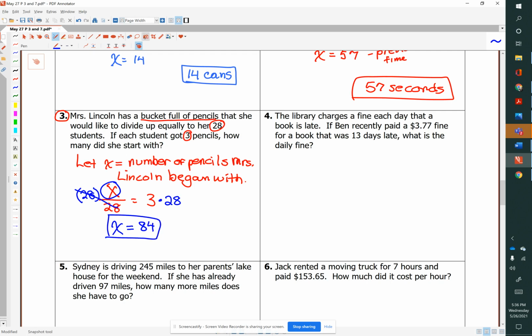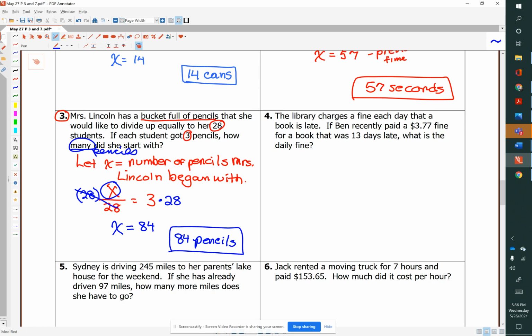And actually, I should rewrite that. 84 pencils, because that's what they're asking. How many pencils did she start with? She started with 84 pencils.